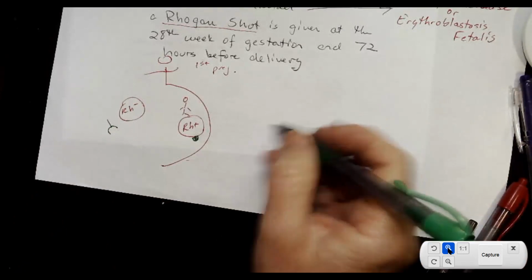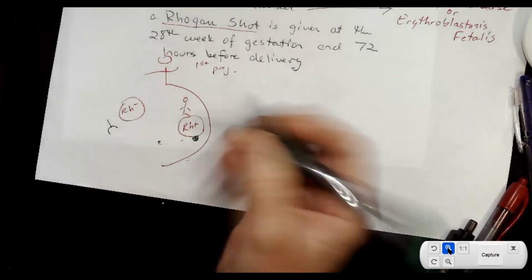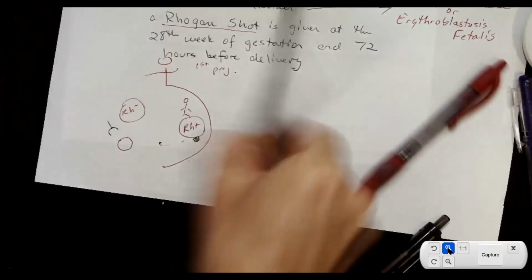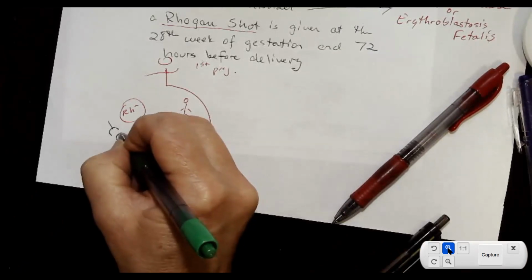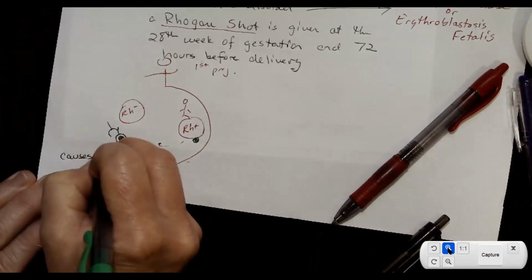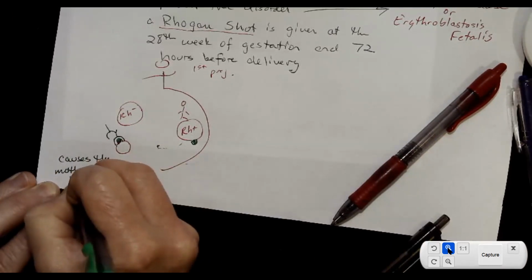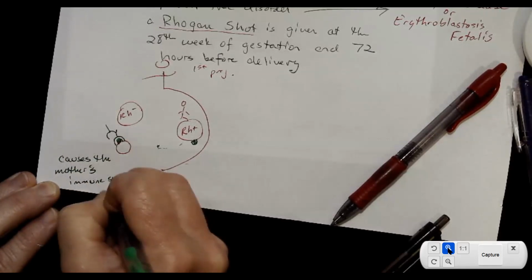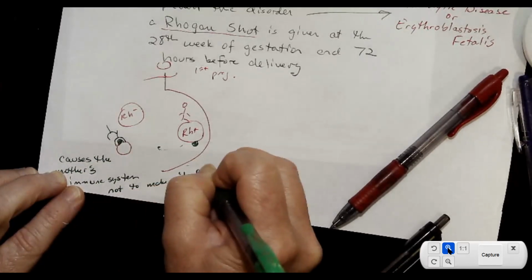It's just enough so that if the baby's blood comes over here during delivery, or there's mixing of the blood one way or the other, then this antibody will clump onto the baby's cells, causing the mother's immune system not to make its own antibodies.